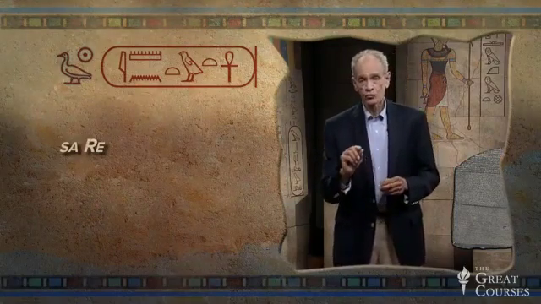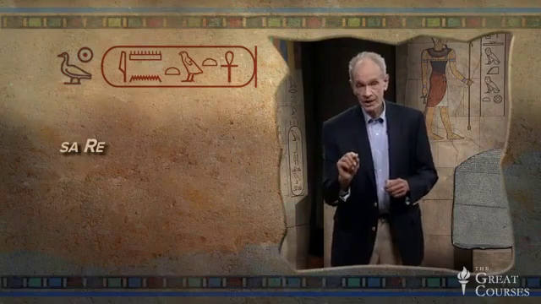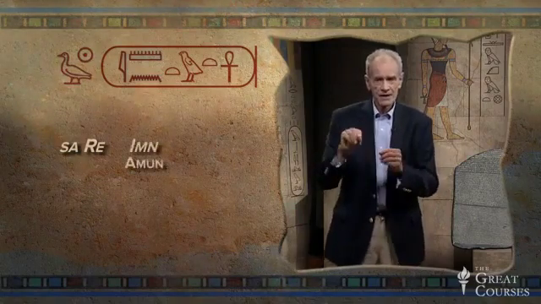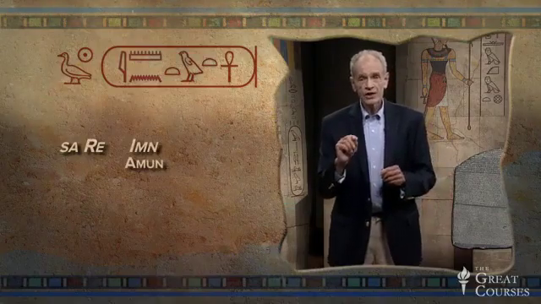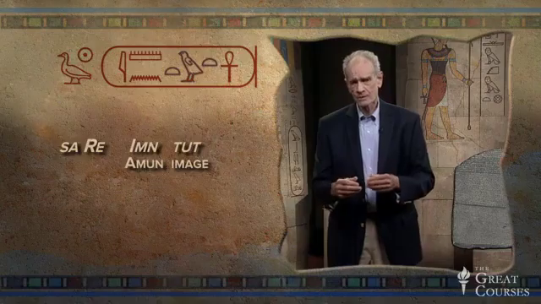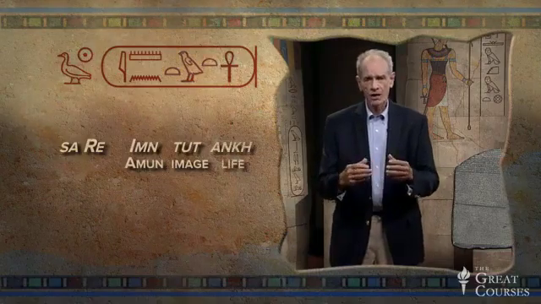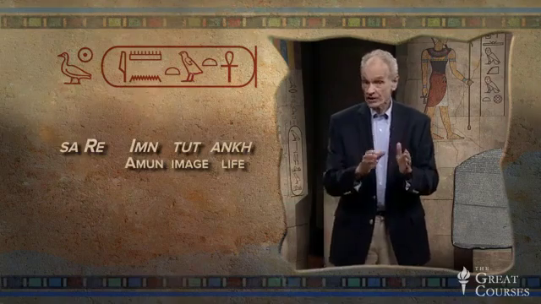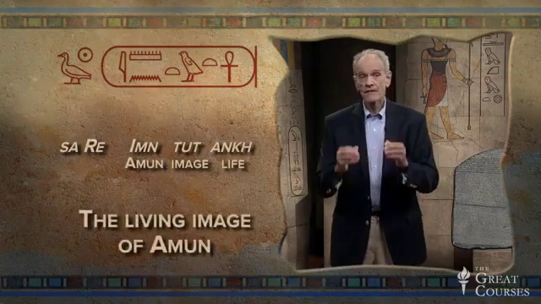Here we see, right up front, where it should be, the name of the god, Amun, written as Imen. Next, we can see the tut part, as a word that means image. And then we have the Ankh. So Tutankhamun is made up of three distinct words and means the living image of Amun.